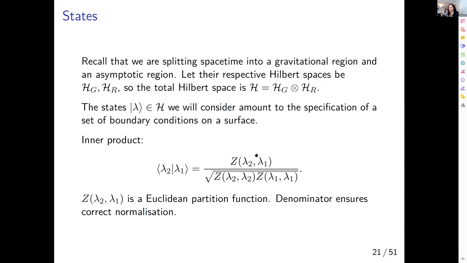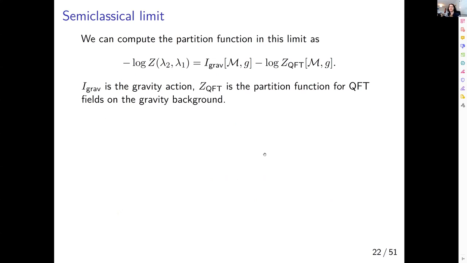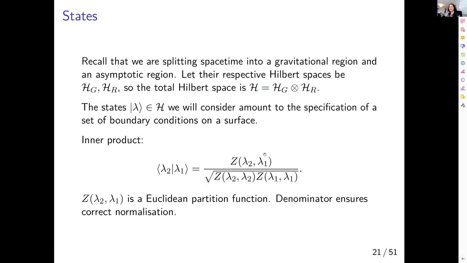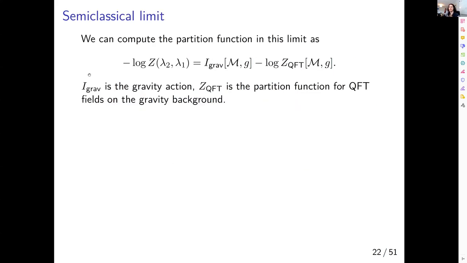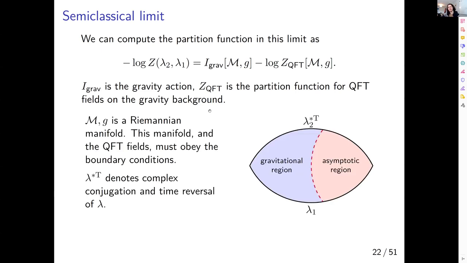And so how do we compute this partition function? The way we do it in a semi-classical effective theory of gravity is using this saddle point formula. Minus log of Z, which is the effective action of this partition function, is given by a sum of two terms. The first is the gravity action, and the second is the effective action of the quantum fields falling on the gravitational background. So M here is a manifold with metric g, and this manifold and all of the quantum fields have to obey the boundary conditions, which are provided by the states for which we're computing the inner product.